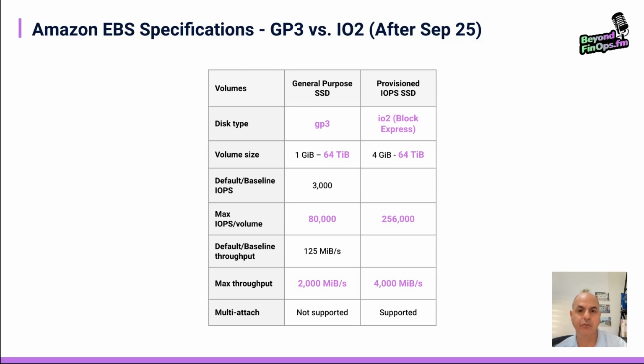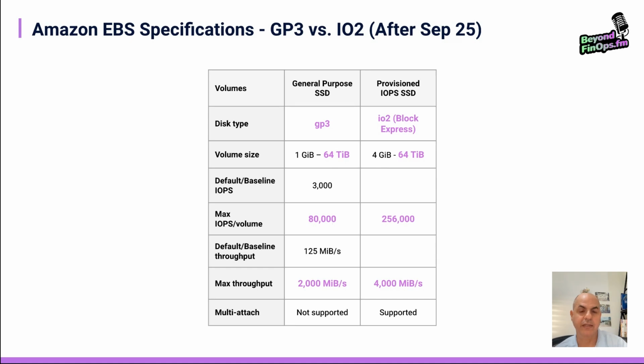AWS made some improvements to GP3 volumes. Let's see what these improvements are. When it comes to volume size, we can get up to 64 terabytes. So actually, there is no limitation from the disk size anymore.